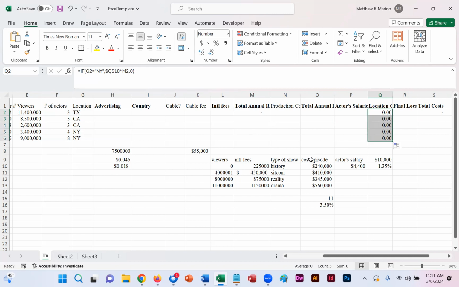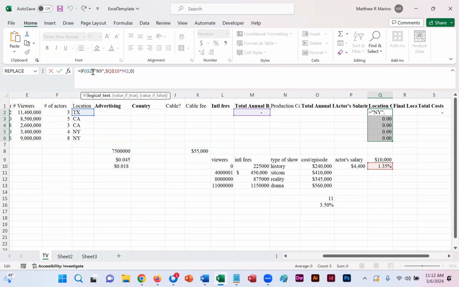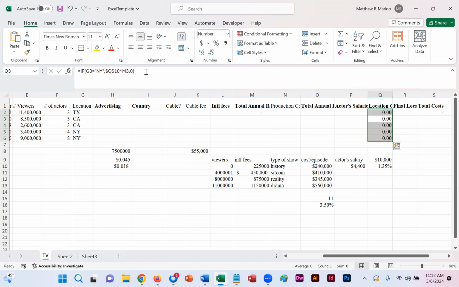So I got 0 for all. Did you make sure that wherever your 1.35% is an absolute? I believe that was the issue. Okay. Another possible issue might have been that maybe you had NY lowercase. I'm getting values for the last 2 now, and the first 3 have 0. Okay, perfect. Thank you.